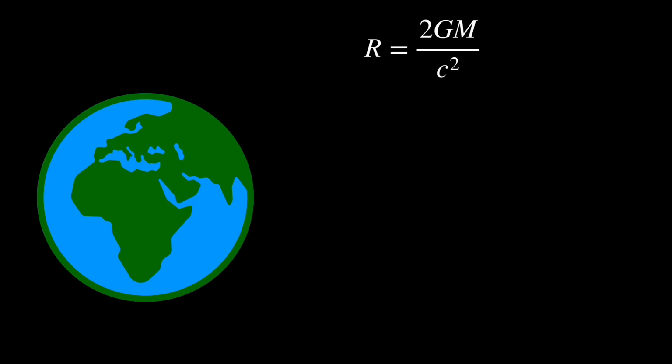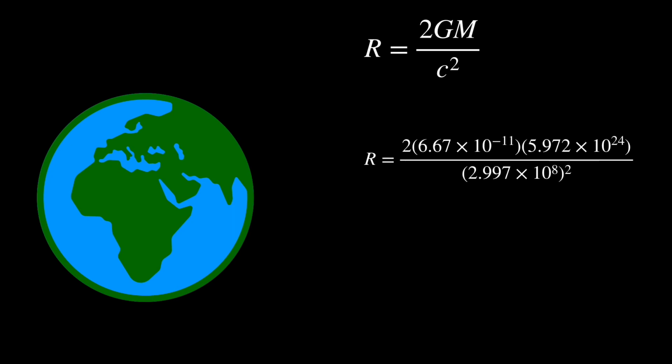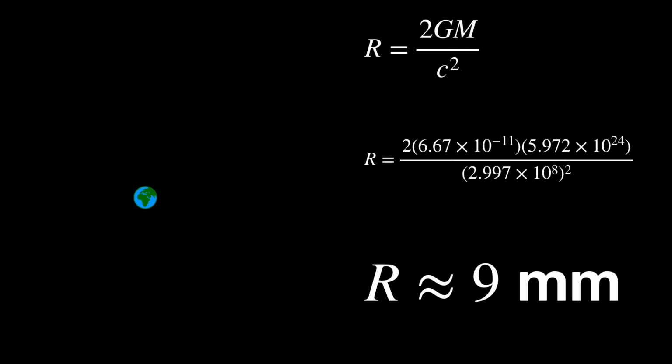Let's try an example with Earth. Given that the mass of the Earth is 5.972 times 10 to the 24 kilograms, and some substitution of values, we find that some mad scientist would have to crush all the mass of the Earth into a region with a radius of basically 9 millimeters.